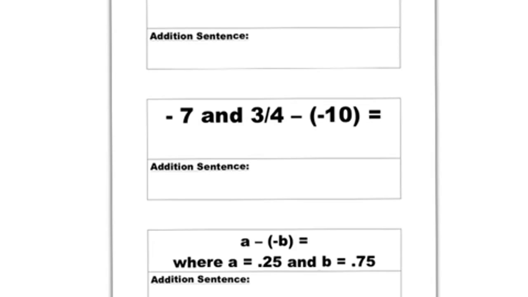Keep the sign of the first number the same, so that will stay a negative 6.5. Flip the subtraction to an addition and change the sign of the second number. It was a positive number before. It will now become a negative number.